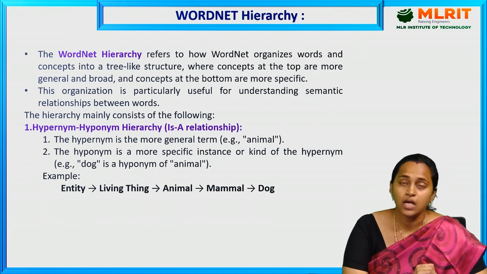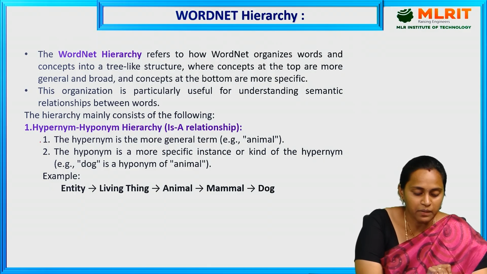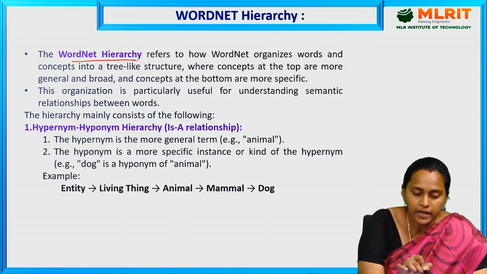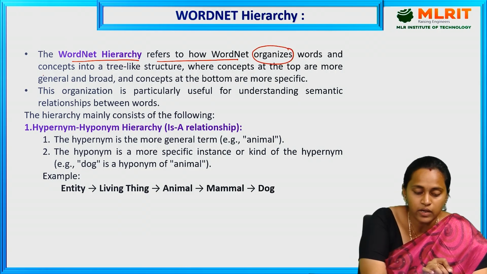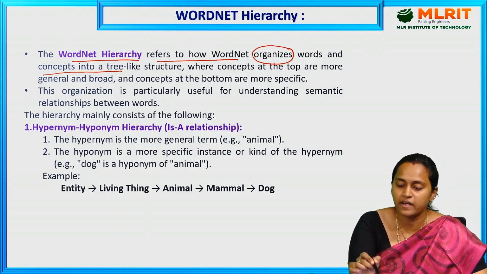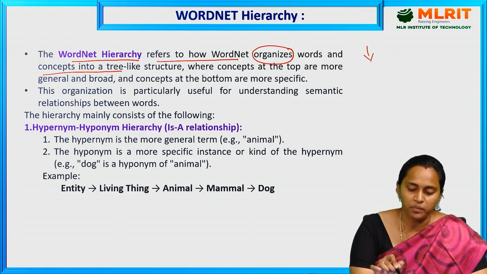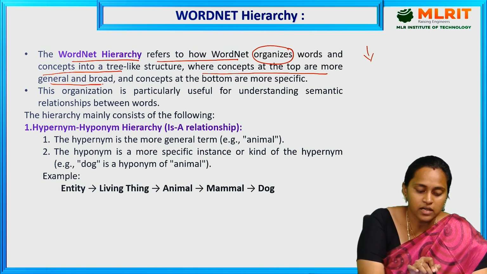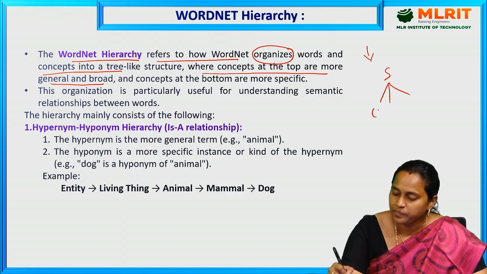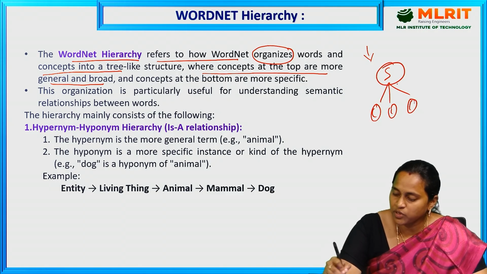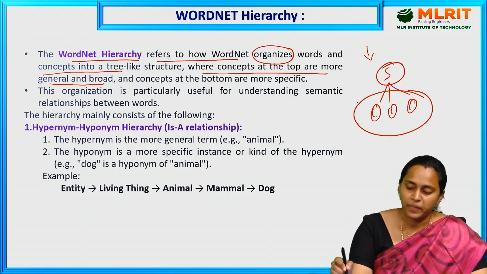Let's see the next one. See the WordNet hierarchy. We discussed hypernym, hyponym, meronym, right? Let's see them one by one in the hierarchy. It provides the hierarchy, that means a step by step procedure. It refers to how WordNet organizes words and concepts into a tree structure. It's called a tree structured format, where concepts at the top are general and broad. These are some children, right? This is the main concept of the entire structure. Children are the subordinates of the parent node.